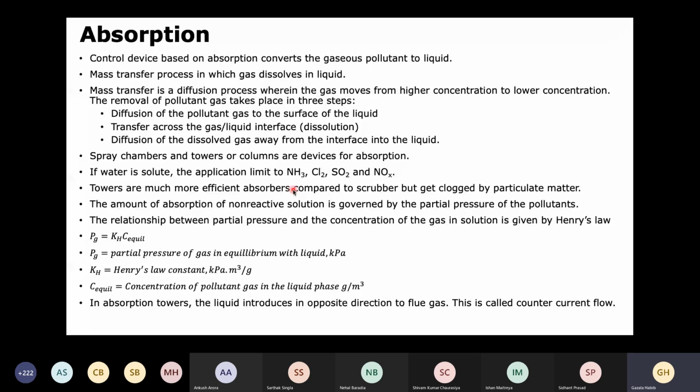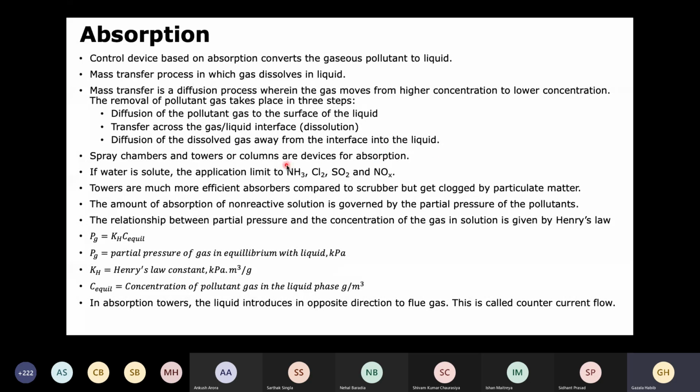If ammonia is present there, then H2SO4 will react with ammonia and form ammonium sulfate, ammonium nitrate, and so on. Mass transfer is a diffusion process wherein the gas moves from higher concentration to lower concentration. The removal of the pollutant gas takes place in three steps: diffusion of the pollutant gas to the surface of the liquid, transfer across the gas-liquid interface, which is dissolution, and diffusion of the dissolved gas away from the interface into the liquid.